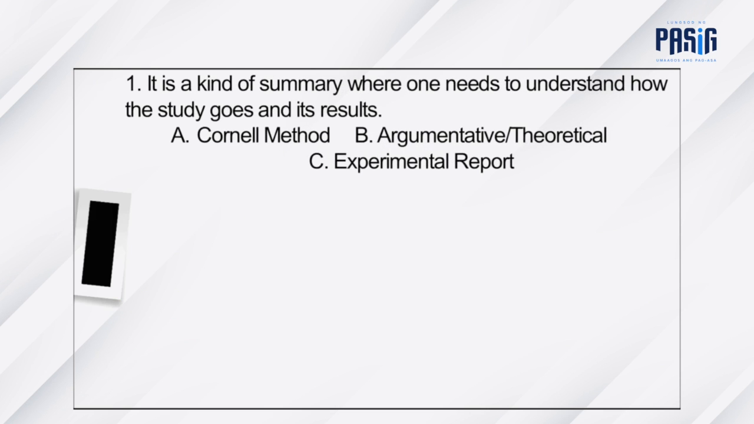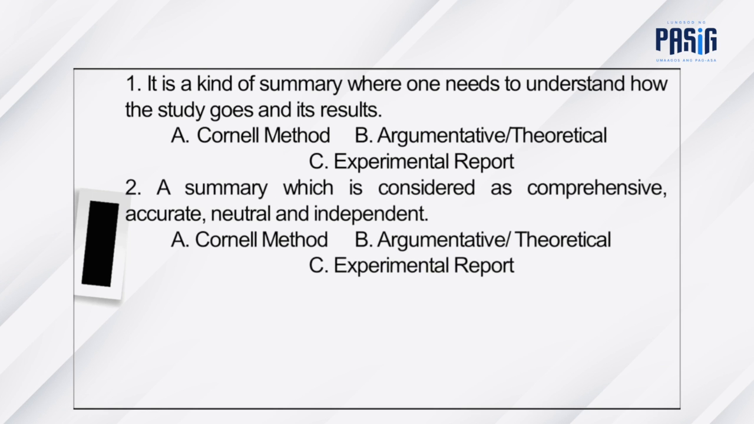1. It is a kind of summary where one needs to understand how the study goes and its results. A. Cornell method. B. Argumentative or theoretical. C. Experimental report. 2. A summary which is considered as comprehensive, accurate, neutral, and independent. A. Cornell method. B. Argumentative or theoretical.